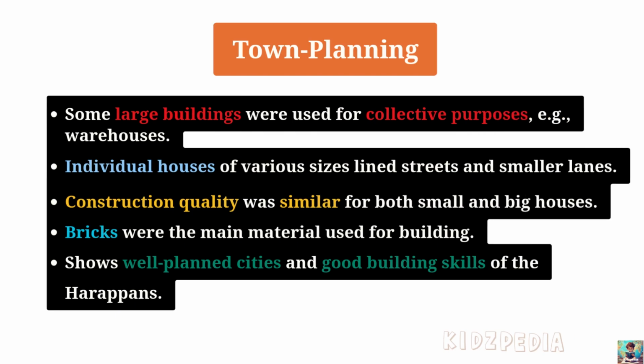In Harappan cities, there were some large buildings that were probably used for collective purposes like warehouses to store goods that were to be traded or transported. The streets and smaller lanes were lined with individual houses of different sizes. Interestingly, small houses and big houses were built with similar quality. All buildings were mostly made of bricks, showing that Harappans were skilled builders. This tells us that the Harappan civilization was well planned and even ordinary people lived in well constructed houses.